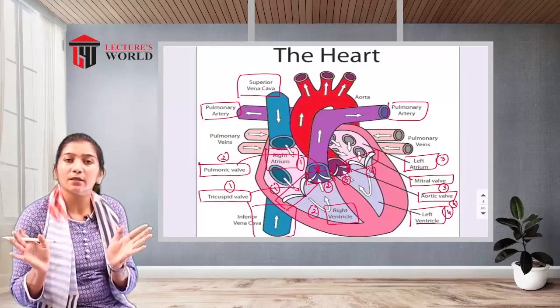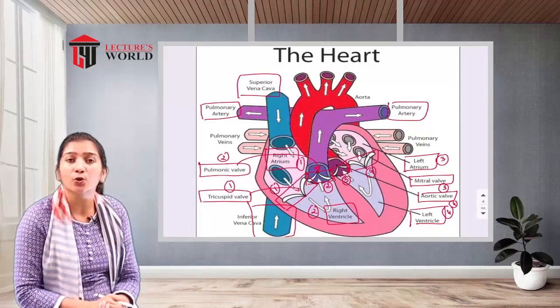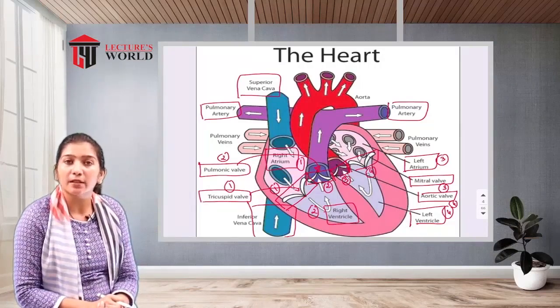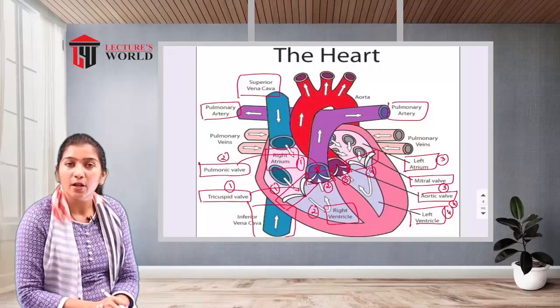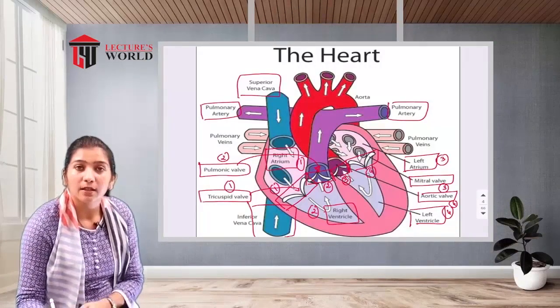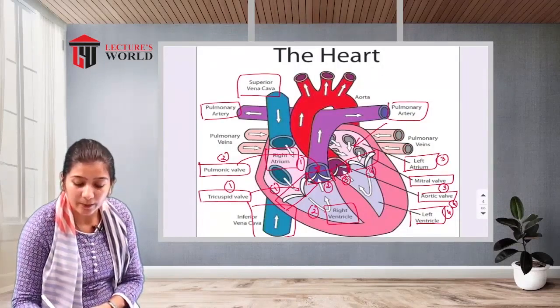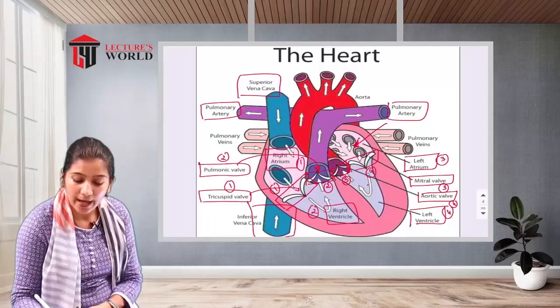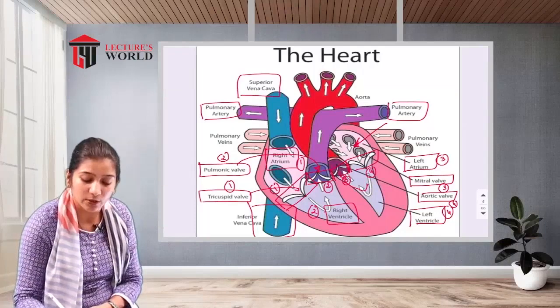And what happens in the lungs? In the lungs there will be the exchange of O2 and CO2. So all the deoxygenated blood comes and is transformed into oxygenated blood. From the lungs, the oxygenated blood comes into the left atrium. From the left atrium, it will go into the left ventricle, and from the ventricle, with the help of the aortic valve, it goes into the body.